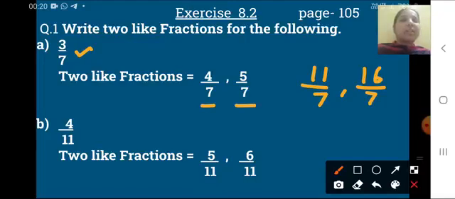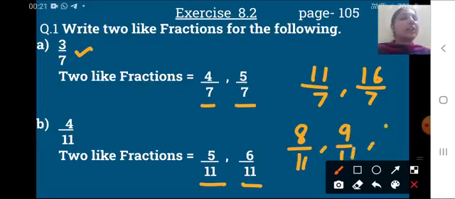Similarly, for 4 upon 11, the two like fractions we can write are 5 upon 11, 6 upon 11. You can also write 8 upon 11, 9 upon 11, 13 upon 11. They will be like fractions for 4 upon 11. The only thing is, they should have the same denominator.